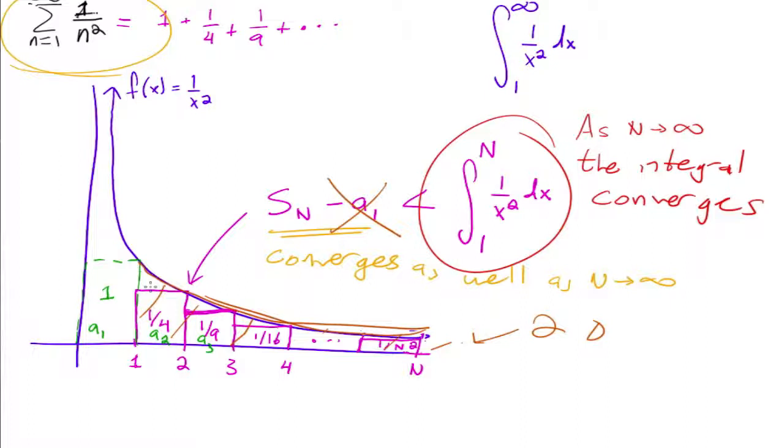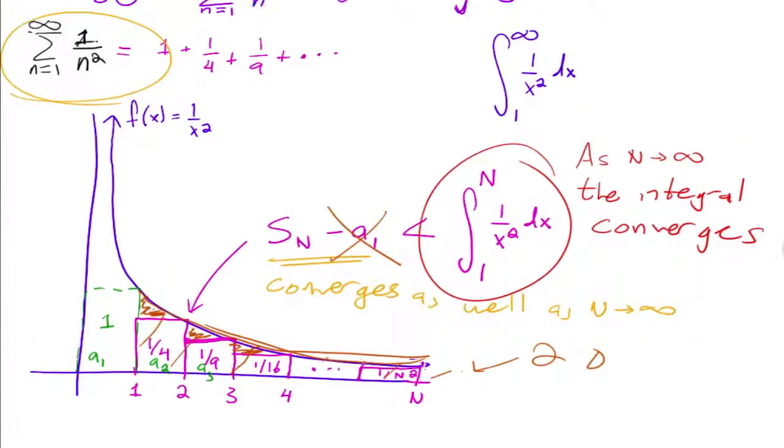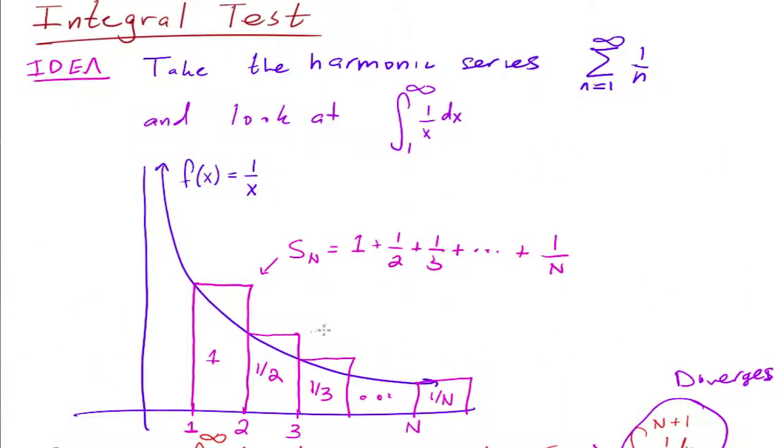But the approximation and the function are similar in the sense that they're only off by this area right here, right? So this is how much they're different by. And so if the area under the curve of the function converges, then the rectangles, which is basically the series, also converge. And if the integral of the function diverges, like we had in the other one, then the series, which is graphically the rectangles, also diverges.